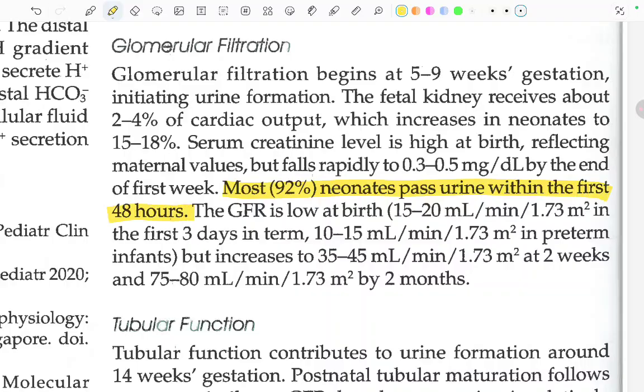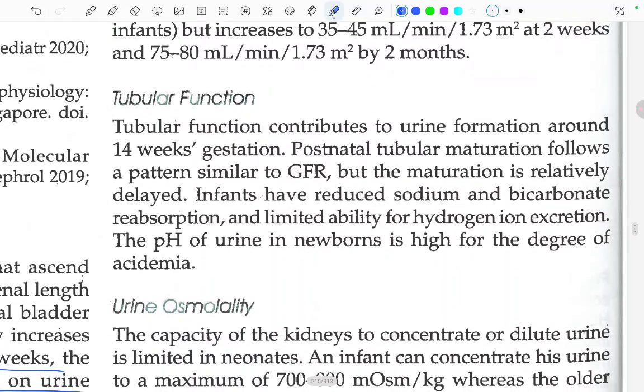The GFR is low at birth, that is 15 to 20 ml per minute per 1.73 meters squared in the first 3 days in the term, 10 to 15 in the preterm, but increases to 35 to 45 at 2 weeks and 75 to 80 by 2 months. Okay. Now coming to the tubular function.